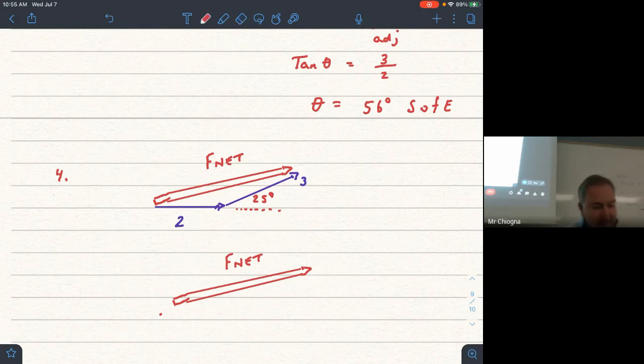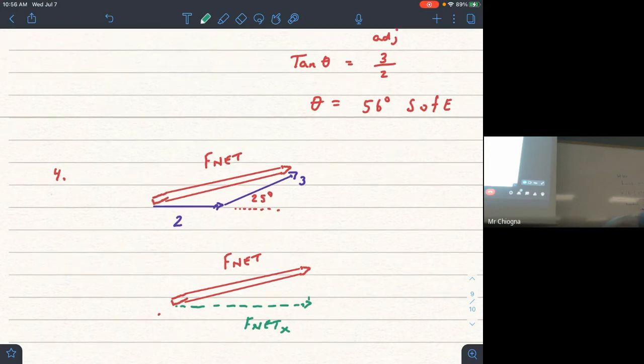Okay, that's my F net. What am I after with my F net? I am after, make this a different color like green, I'm after this component. It's what I want to find. My F net X is parallel to the X, and my F net Y parallel to the Y. And my angle in here.